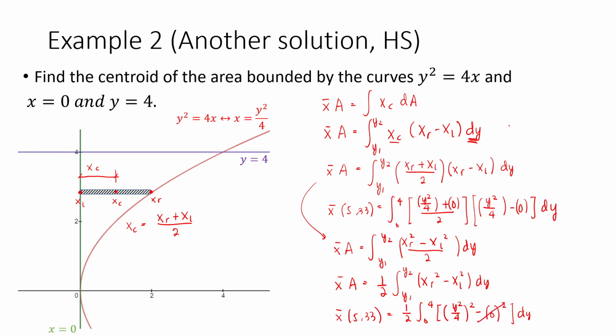So since this one is 0, it simplifies even further by having x bar x 5.33, then 1/2 integral from 0 to 4. So I'm just going to have y to the power of 4 all over 16, right? dy. So it's easier to plug in to the calculator.